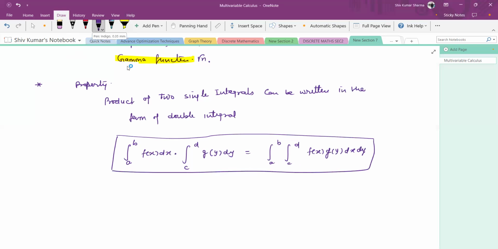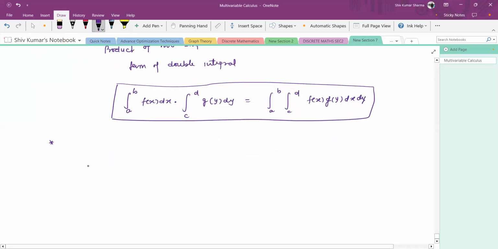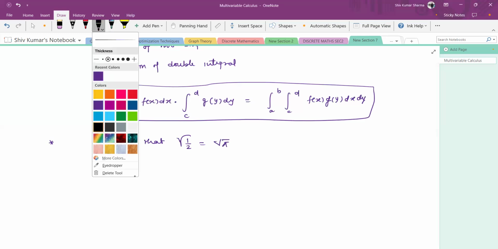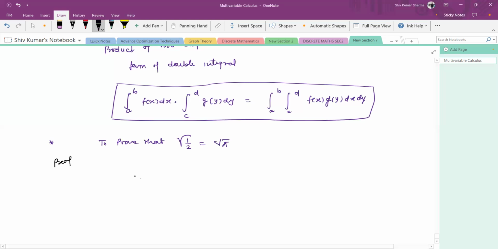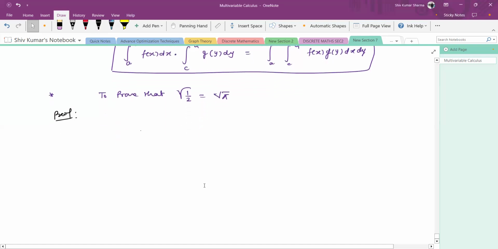Okay. Now we have a very important part here. That means to prove that gamma 1 by 2 is equal to root pi. We shall prove here that gamma 1 by 2 is equal to root pi. The proof is very important, and we also use the value of gamma 1 by 2 equal to root pi in questions.